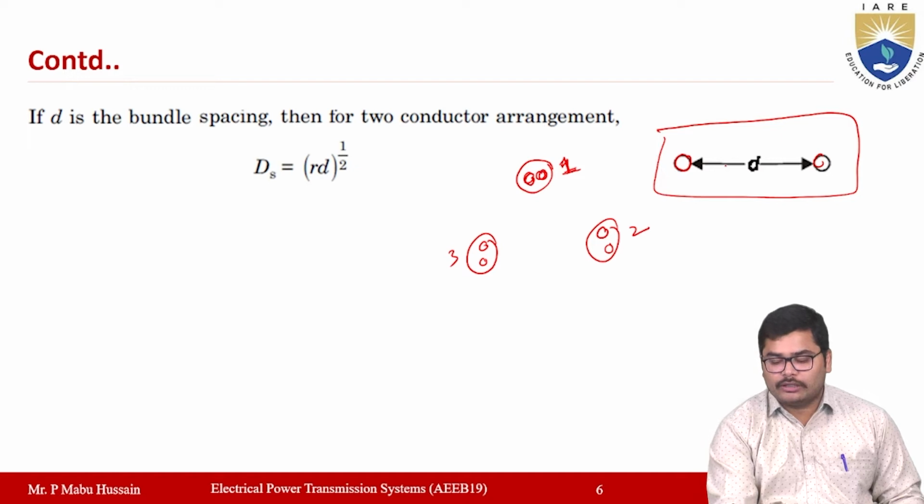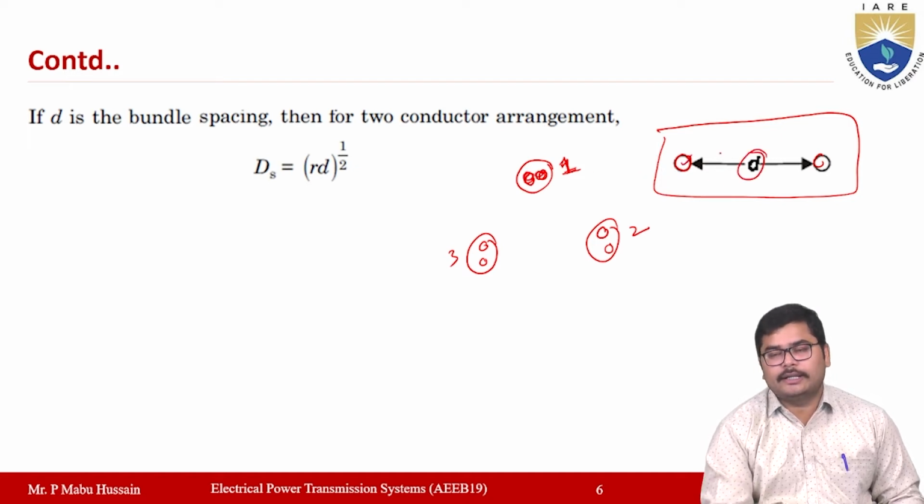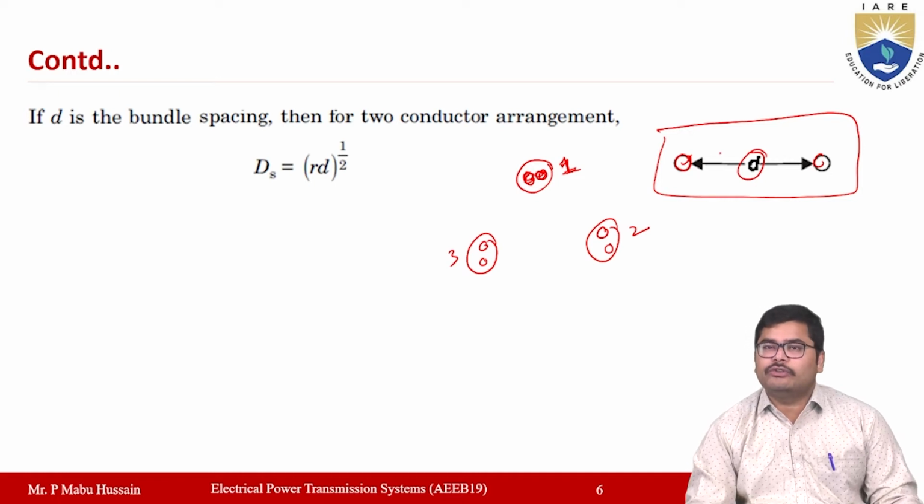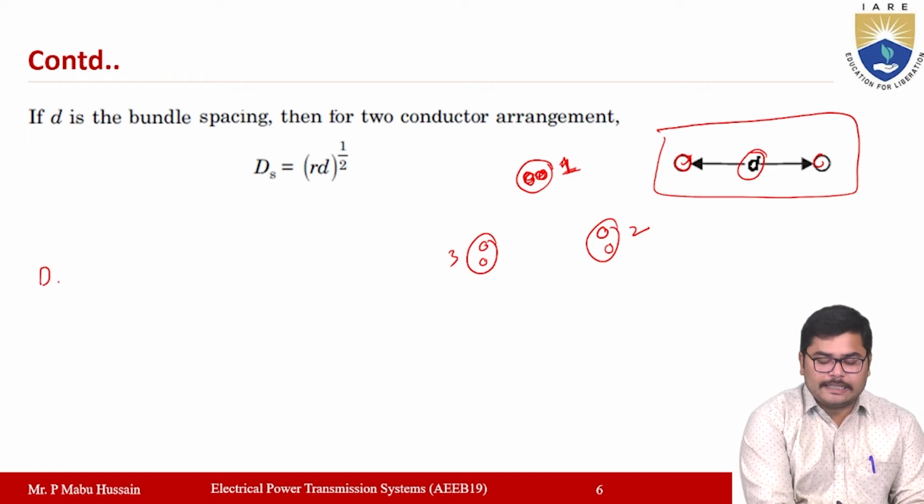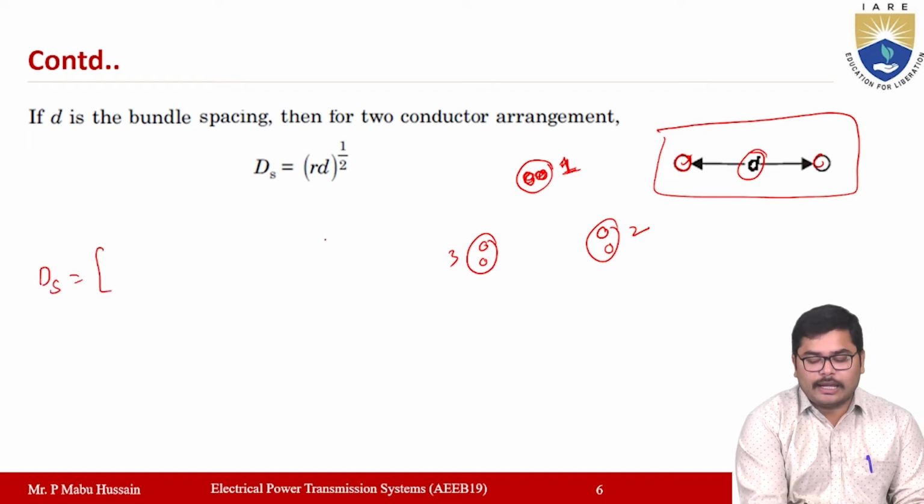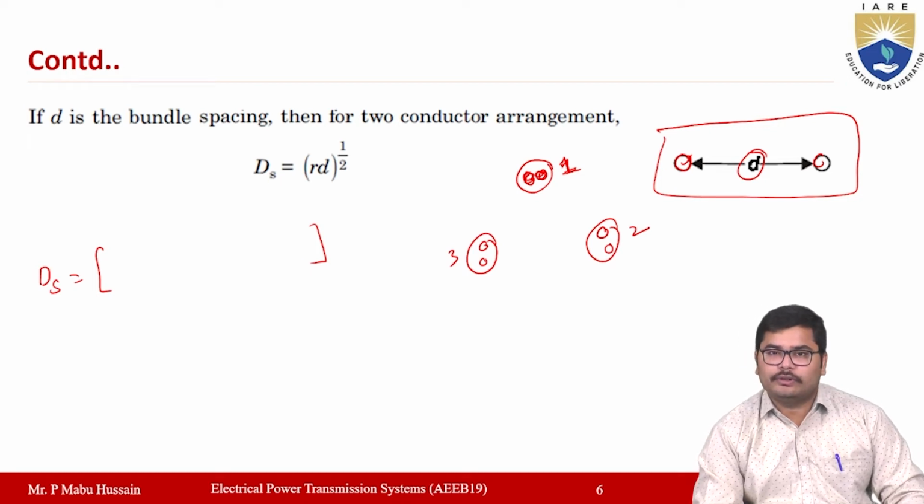You assume. Okay, now the distance between these two conductors inside the conductors is given as d here. Now for this you need to find out the self GMD, right? So now the value of self GMD, Ds, will be equal to... here for calculating this self GMD you have to take all the possible distances by considering the self distance also.